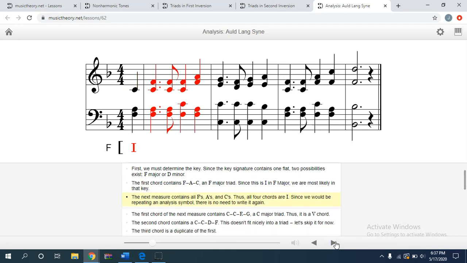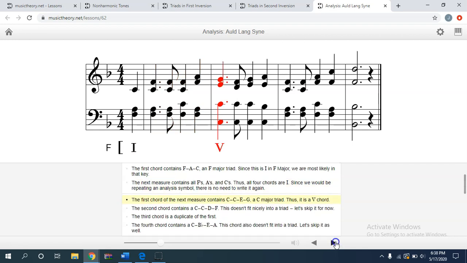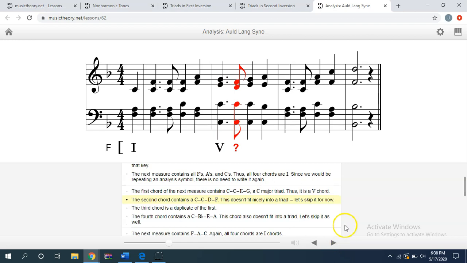The next measure contains only F's, A's, and C's, which is easy for us. That means that all 4 chords are a 1 chord. So we don't need to repeat that analysis symbol because they're all the same. When we go to the next measure, we have a 5 chord, a dominant chord. C, E, and G, a C major triad. Thus, it's a 5 chord. Okay, easy to read, easy to see. The second chord, though, contains C, C, D, and F. This doesn't really match any triads, so we're going to come back to that.